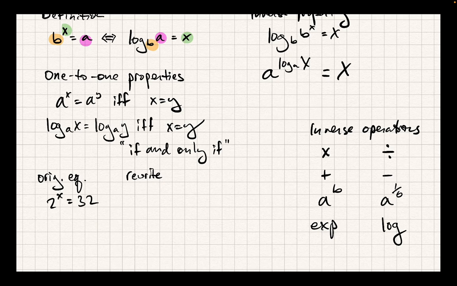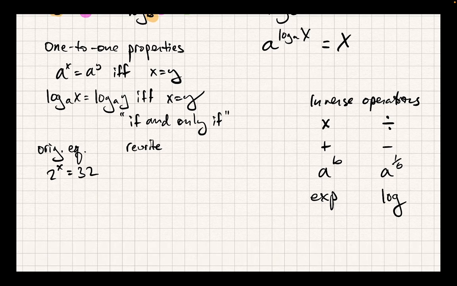Isn't x equal to 32? But wait, we need to make 32 a power of 2. We need to make 32 2 to the power of something. So if I rewrite it as 2 to the x equals 2 to the 5, I think.